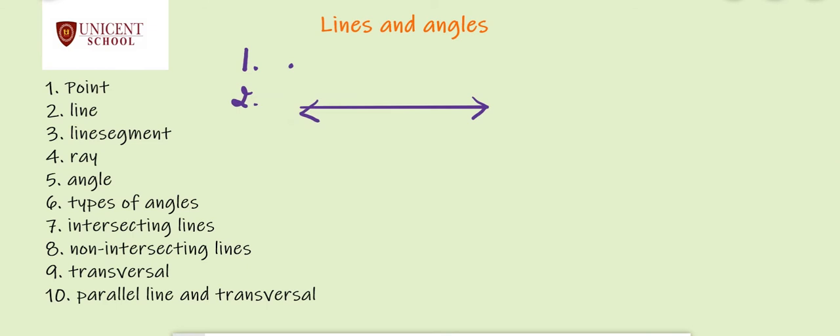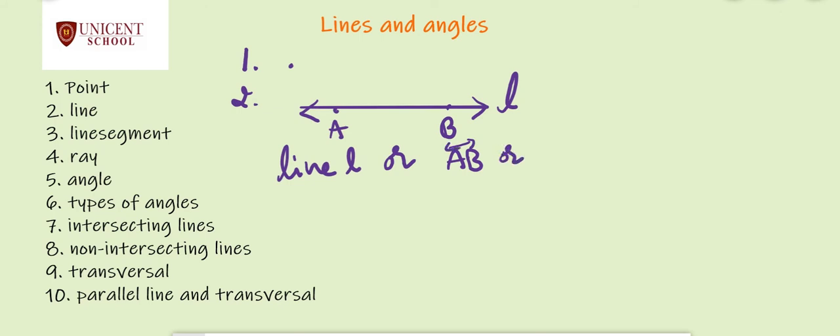in two ways. Usually we represent a line with the help of lowercase letters or with the help of points and labeling these points. Now I can name this line as line L or line AB or line BA.